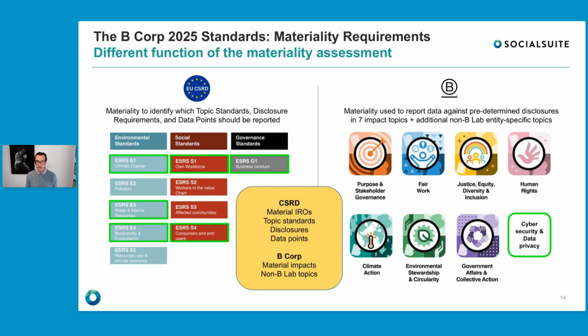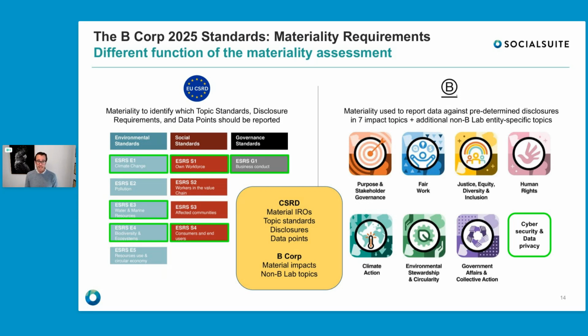So you really need to work out what your material impacts on the world are to be able to manage them. Now, there's also another reason, and that's quite different here. We're not actually looking at these 7 impact topics and saying which ones are relevant, are material, like we do with ESRS. All of them are relevant. What B Lab has done is, in each of these 7 standards, they've already predetermined which disclosures you as a company need to report on. So that's quite different from the ESRS.